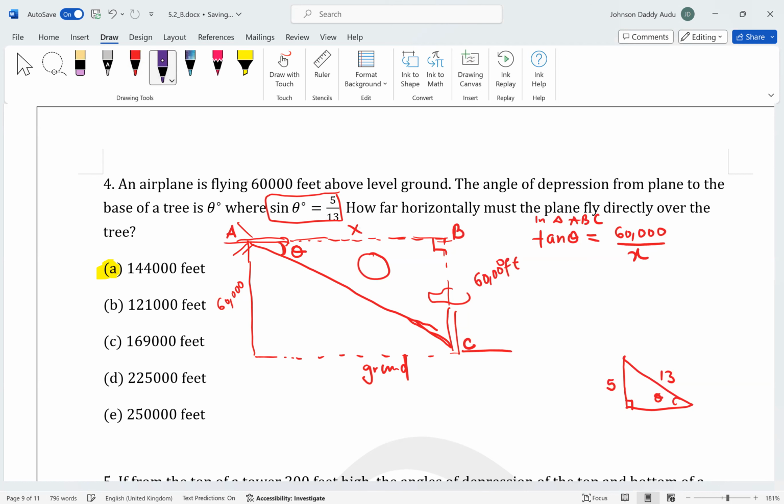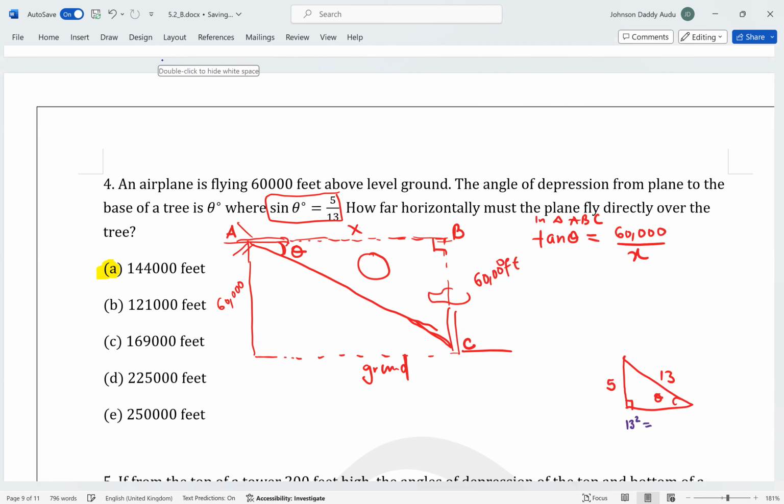And what would that be? So here, it will just be 13 squared equals 5 squared plus, let's say, y squared. So we'll have 169 minus 25 equals y squared. So this is going to be the square root of 144, right? So it's just going to be 12. So here it's going to be 12, right?